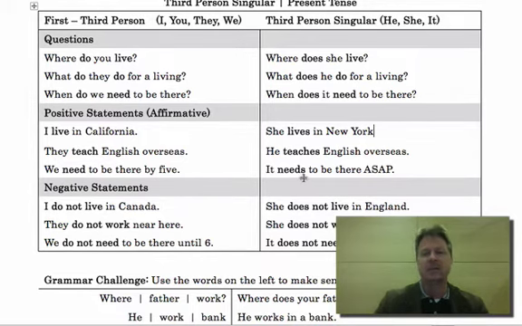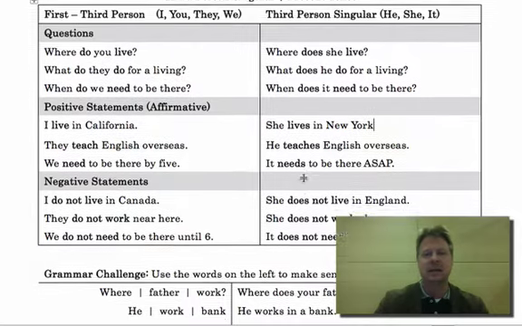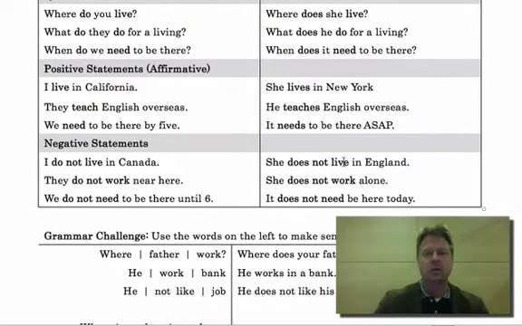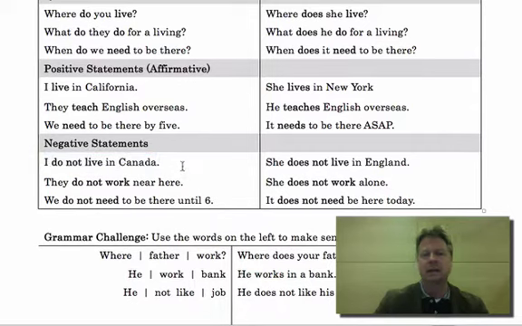So here again, we have to add the S. Now, if it's a negative, you do not add the S to the end of the verb, but you put does not in front of it. So for example, she does not live in England. Now let's compare that to I do not live in Canada. So I do not live in Canada. She does not live in England. So if it's third person singular, he, she, or it, you have to use does.